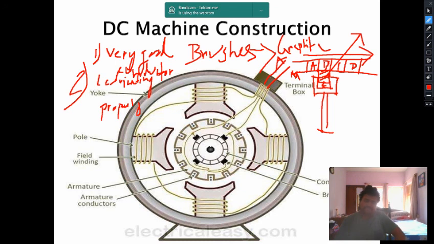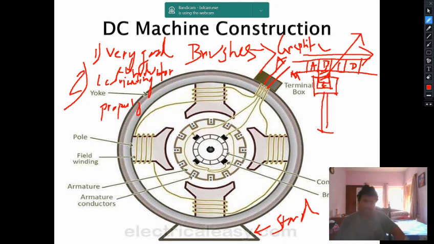So this is the stand which is housing the motor, and they are bolted to the ground so that it doesn't move, because when a motor is rotating it will experience severe vibration. So they are bolted to the foundation. And one important thing that we will definitely discuss in the next class is the forces experienced by the windings.